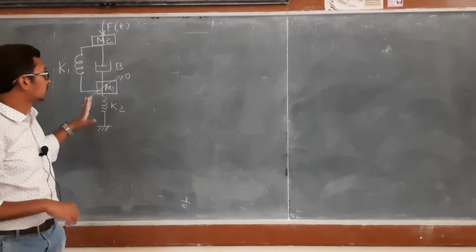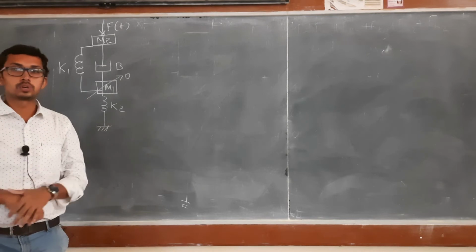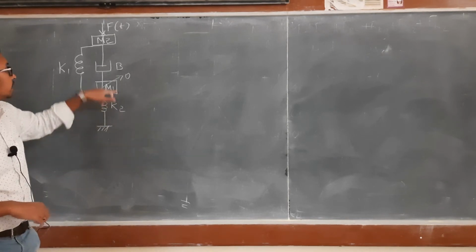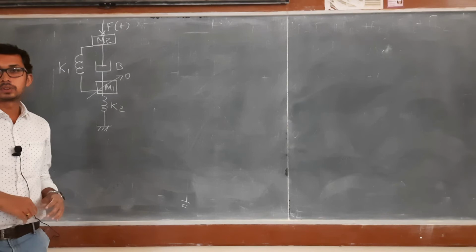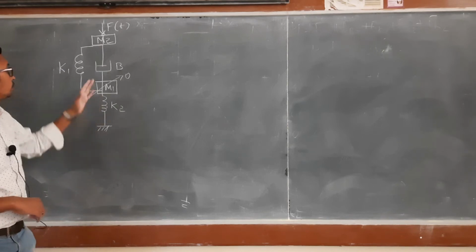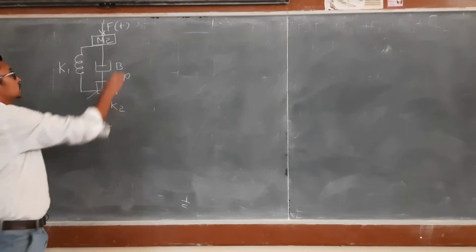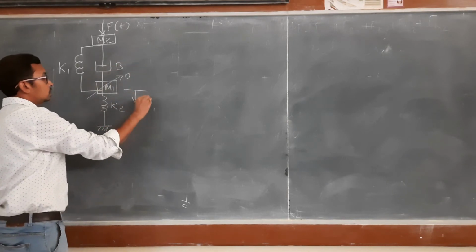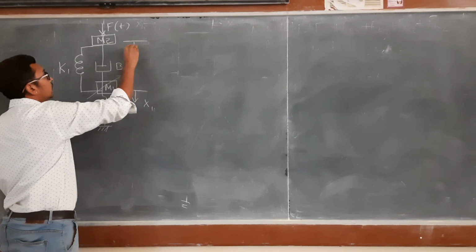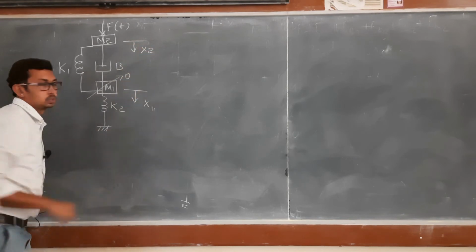So how many nodes are there here? There are two nodes. Which are those? M1 and M2. Okay, got this one? So now we are going to draw the mechanical network. How many nodes do we have to write? How many displacements will there be? There will be two displacements, x1 and x2.